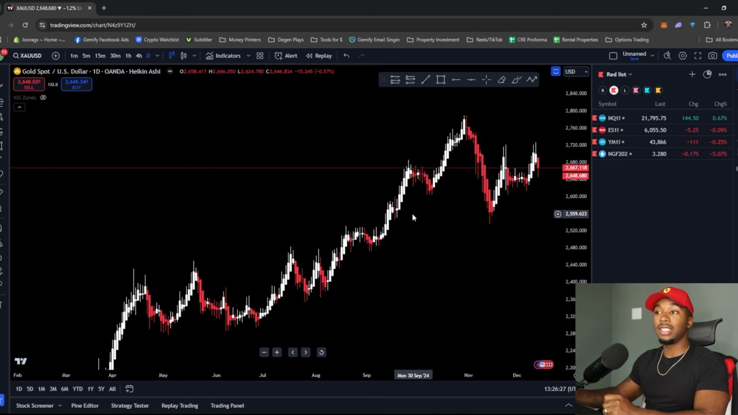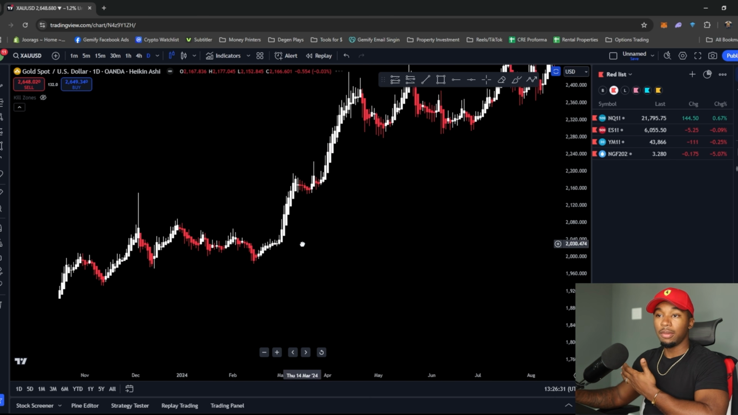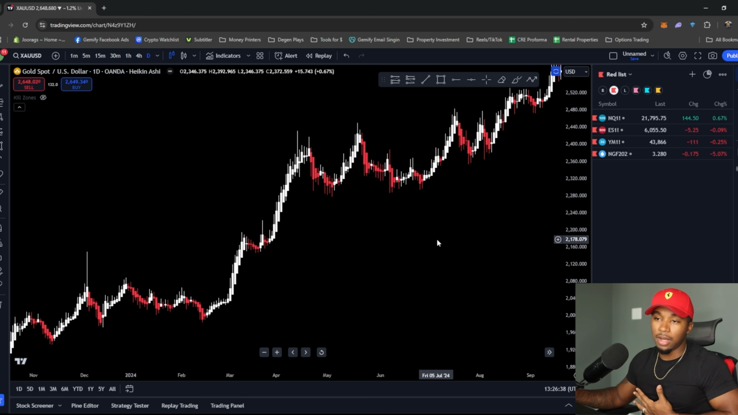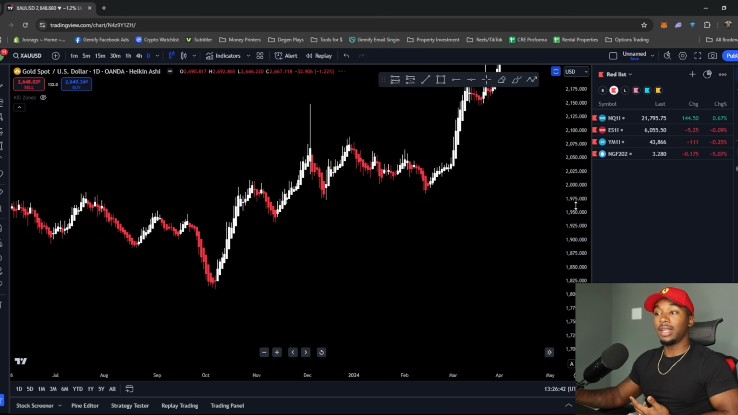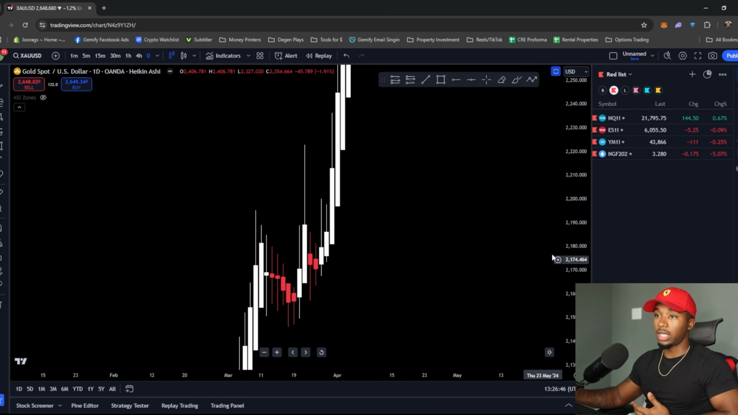And like I said, these are a little bit different than regular candlesticks. Actually, they're a lot different, but as you see, they look a lot smoother, a lot cleaner, a lot more beginner friendly. And in my personal opinion, they're much easier to use when you're trading. But let's break down what these candlesticks mean and what each and every one of them is telling you.